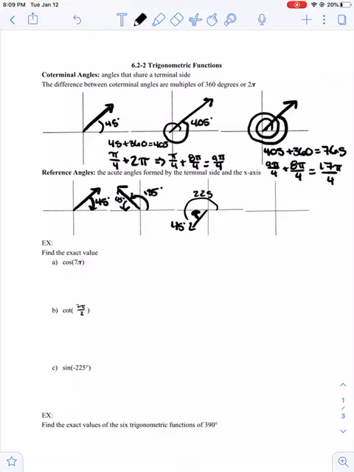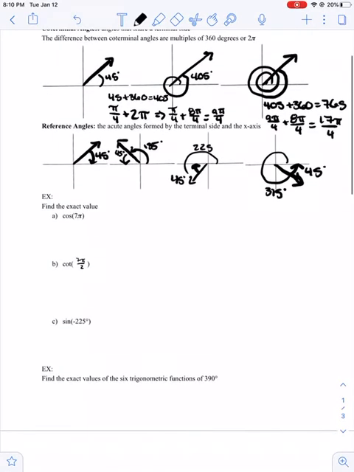Next, let's look at the angle 315. So 315 degrees. We want to look from the line to the closest x-axis. So the closest x-axis would be all the way around, which is 360 degrees. So what's the difference between 360 and 315? And that's 45 degrees. So on each of these, our reference angle would be 45 degrees.